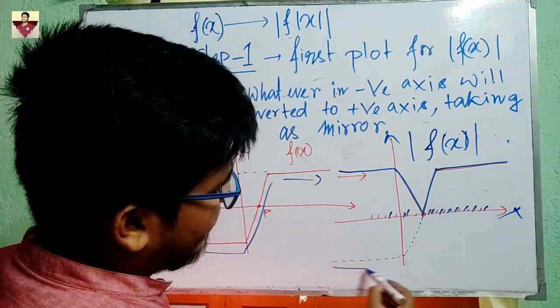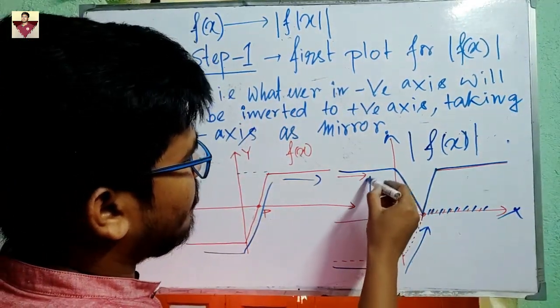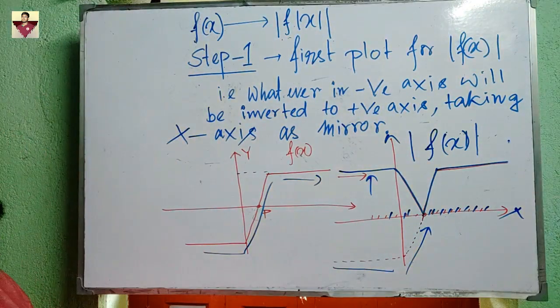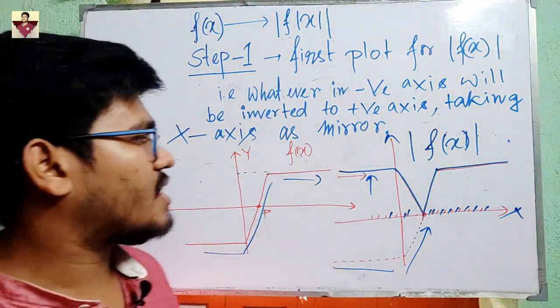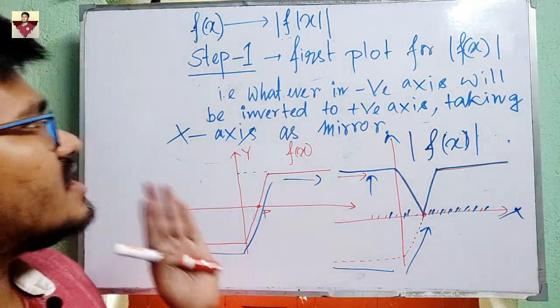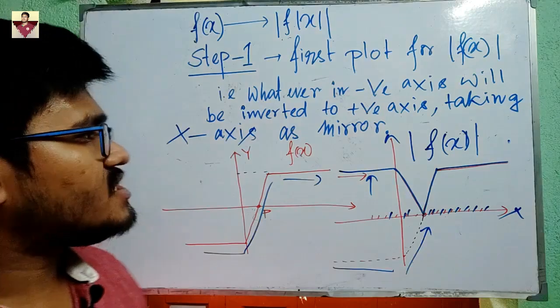Then only this negative part will get inverted by this mirror into the positive zone of the y-axis. So this is the graph for mod of f of x. So the function will have no negative values, only positive values. So this is step 1. Still, we need to do step 2.